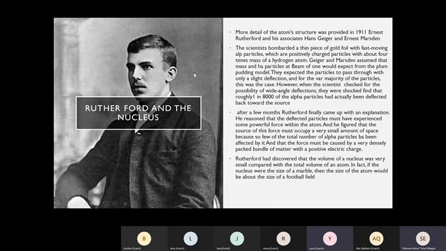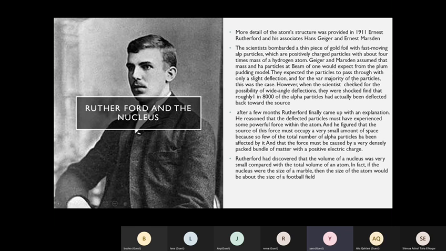And then there's another scientist after J.J. Thomson, called Rutherford. One day, he and a group of scientists were doing an experiment in which they bombarded a thin piece of gold foil with moving alpha particles, which are positively charged, with about 4 times the mass of a hydrogen atom. They expected from the plum pudding model that the particles would just pass through with only a very slight deflection.